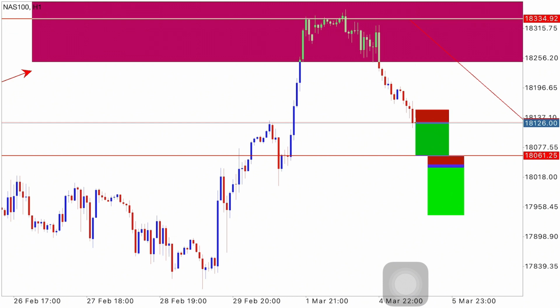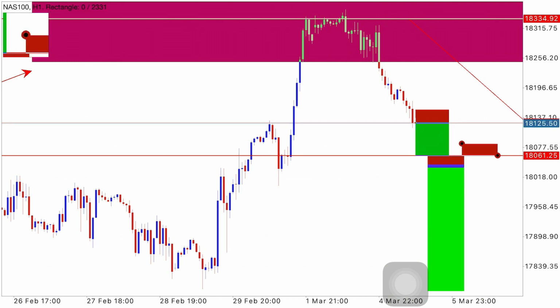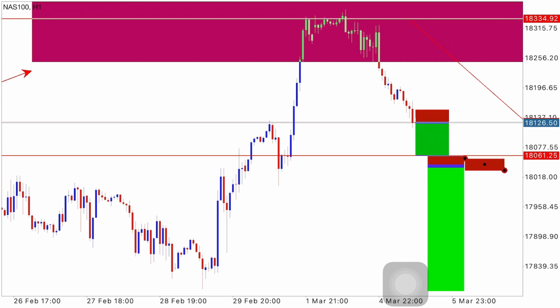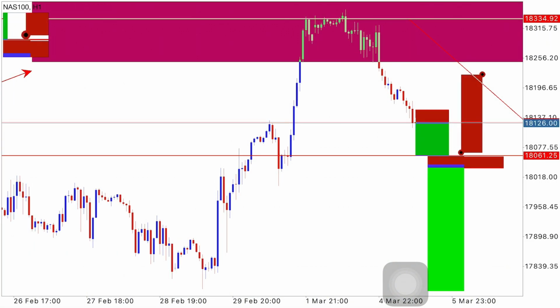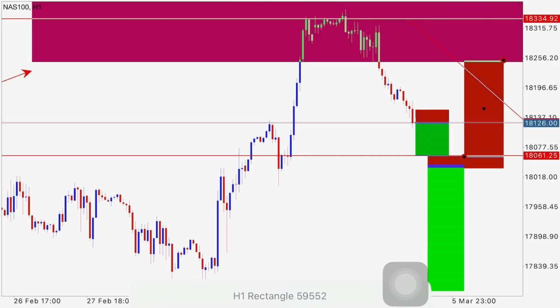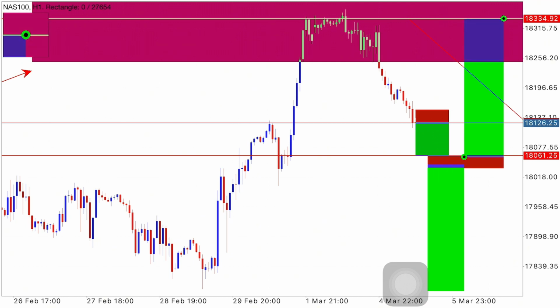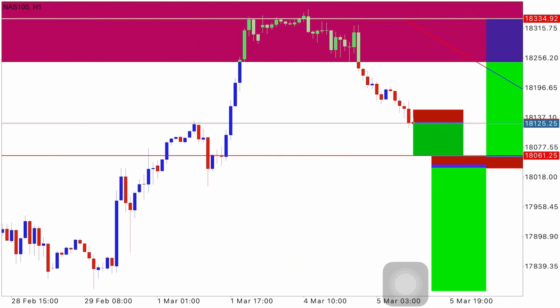So I can expect my positions at this point here to go to the downside, or at this point here have a different move.